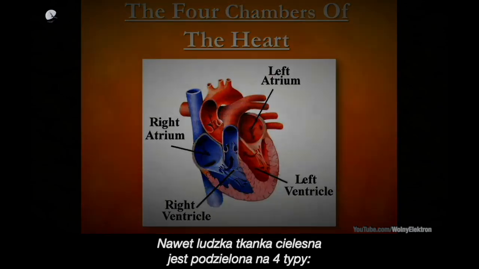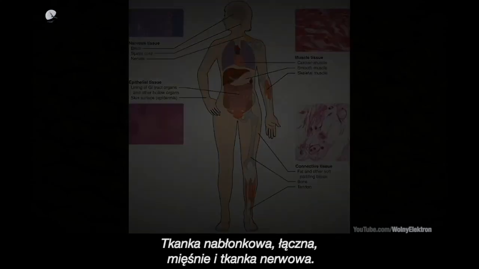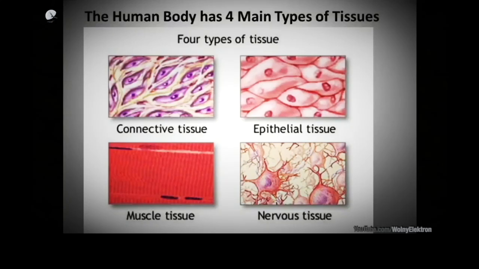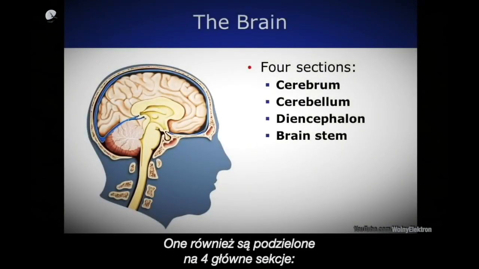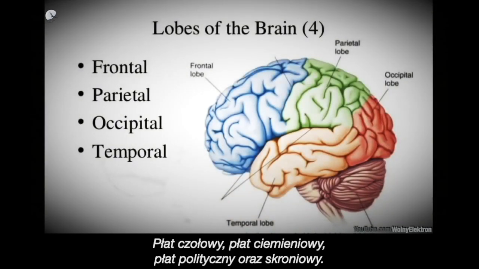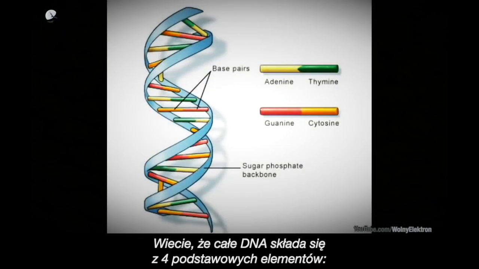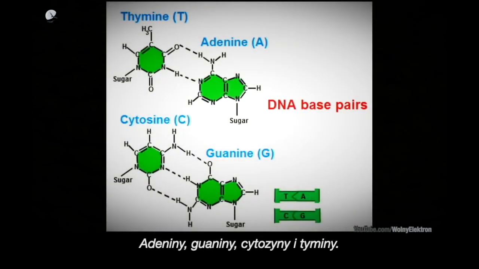Even human bodily tissue is divided into 4 types: epithelial tissue, connective tissue, muscle and nervous tissue. Our brains, yep, also divided into 4 main sections: the frontal lobe, the parietal lobe, the occipital lobe and the temporal lobe. Did you know that all DNA is made up of 4 base elements? Adenine, guanine, cytosine and thymine.